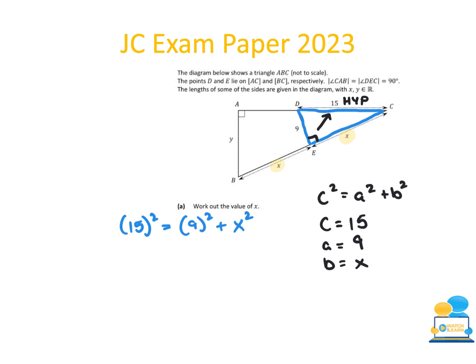I'm now going to square out those values. 15 squared is 225, which equals 9 squared, which is 81, plus x squared. My goal now is to get x by itself on one side of the equation, so I'm going to remove the 81 first by subtracting it from both sides.